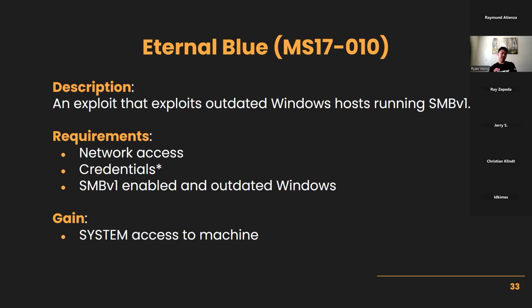Occasionally, you may need credentials to perform EternalBlue. Typically, you won't have to, but it is sometimes needed. Another thing is, of course, SMBv1 enabled along with an outdated Windows machine. Even though SMBv1 may be enabled, it may be patched because of a newer Windows operating system. I believe at the very least, Windows Server 2016 is vulnerable to SMBv1 EternalBlue. And ultimately, you're going to gain SYSTEM access to the machine.